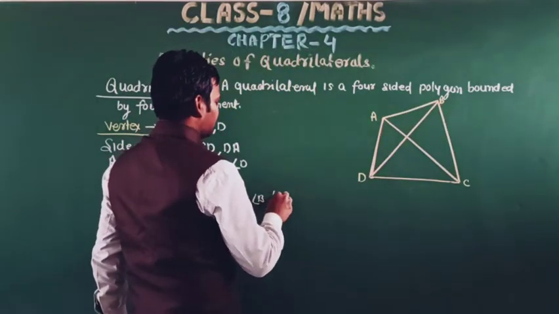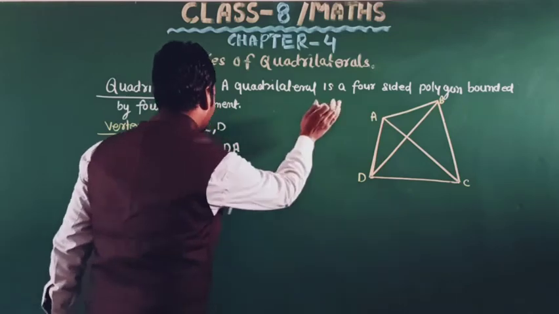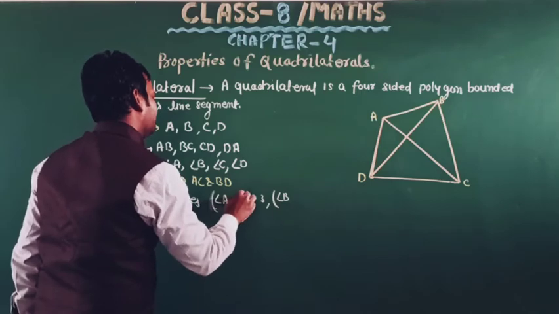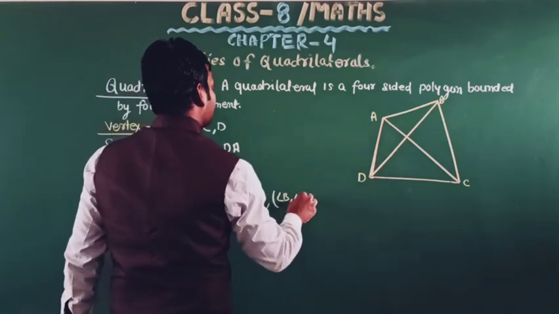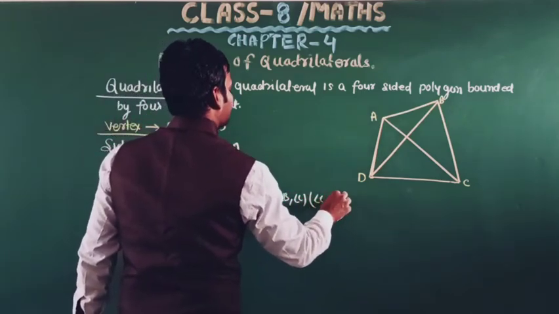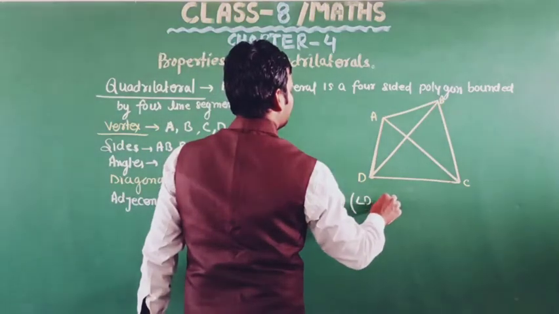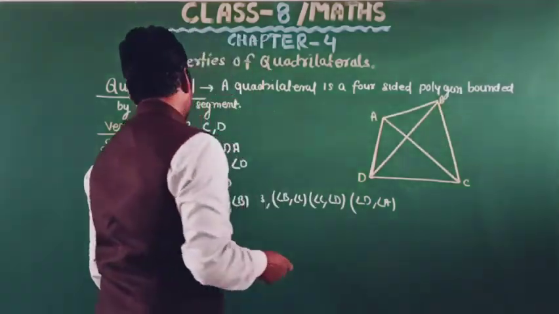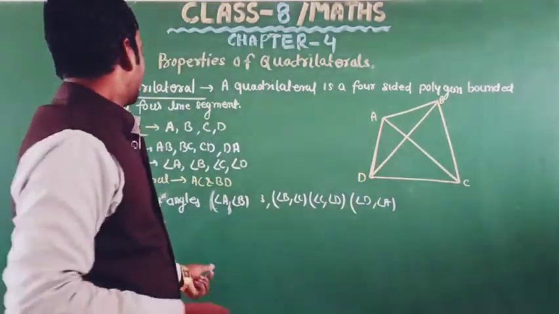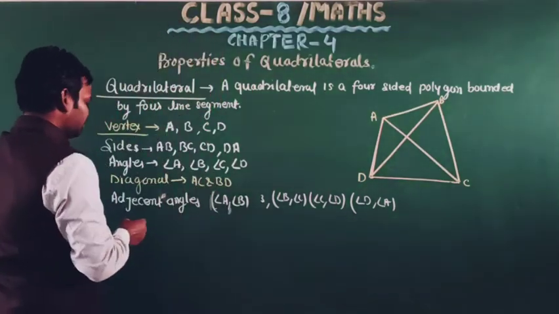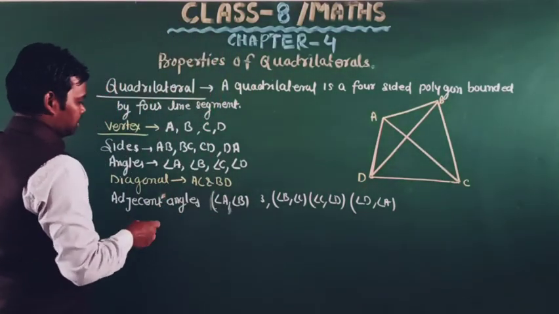Similarly, the pairs are: angle A and angle B, angle B and angle C, angle C and angle D, and lastly angle D and angle A. These are the adjacent angles of the quadrilateral. And similarly, we have adjacent sides.